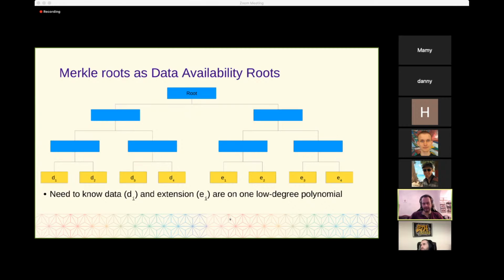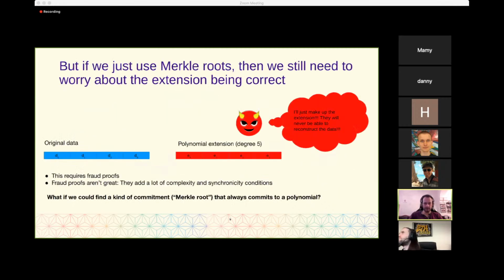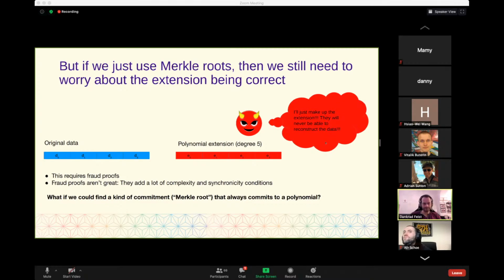So here we illustrate what happens. We have the original data and the polynomial extension, but this attacker just makes up anything for the extension, right? And then you can't reconstruct the data from the extension because it's a completely different polynomial, or the whole thing is not any sort of low degree polynomial that can be extended from a small number of samples. So what we would need, if we did this using Merkle roots, is to introduce a fraud proof in case it's incorrect.